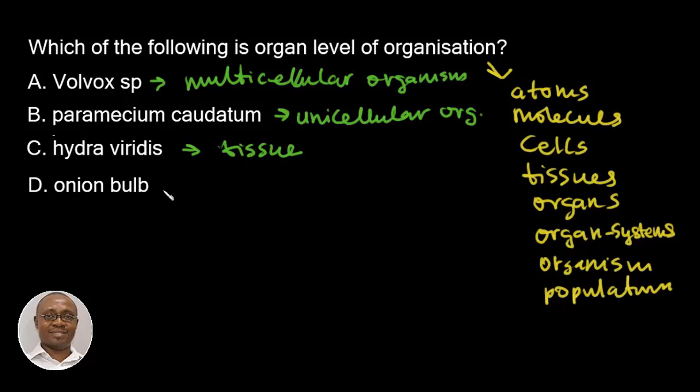Okay, good. Then option D, onion bulb. These are organisms that exist as an organ. Alright, we can see that the onion bulb is the organ level of organization. So answer option D is the right answer.